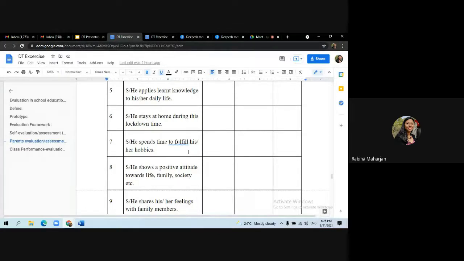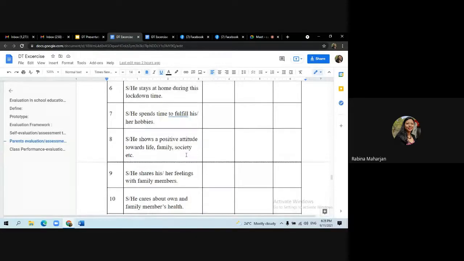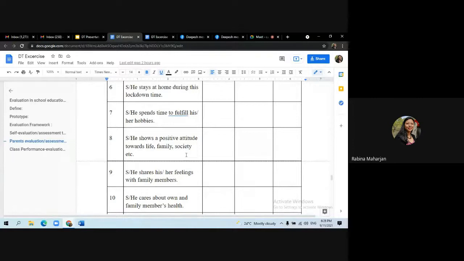Okay, so this is the situation where we are not allowed to go out whenever we want, but our students are not taking care of this. They may visit their nearby friends and they may go here and there. So on the basis of that also, parents will evaluate them, and he or she spends some time to fulfill his or her hobbies.